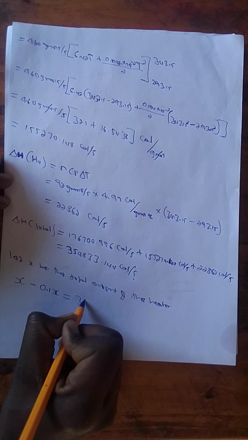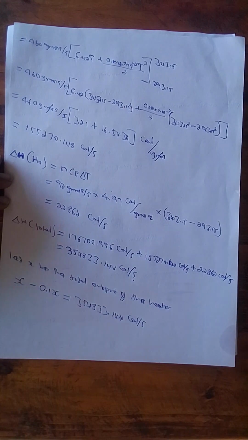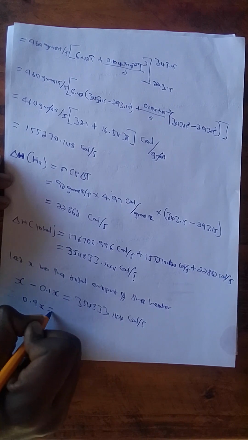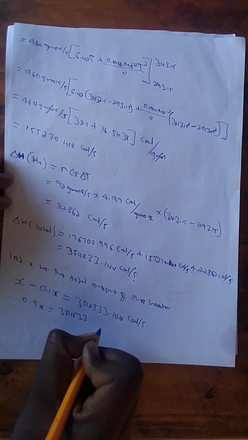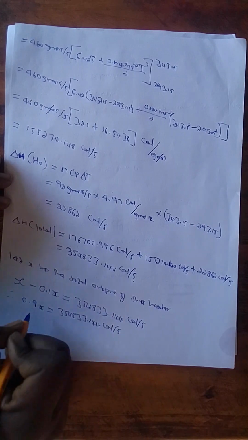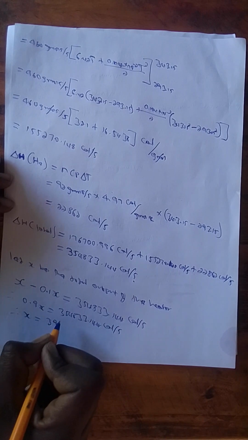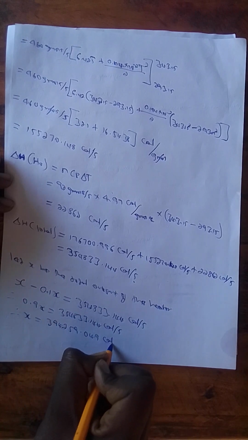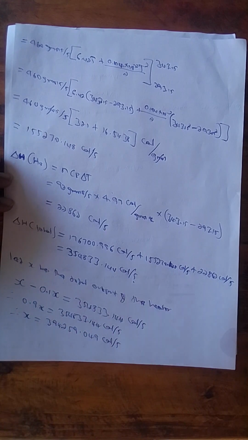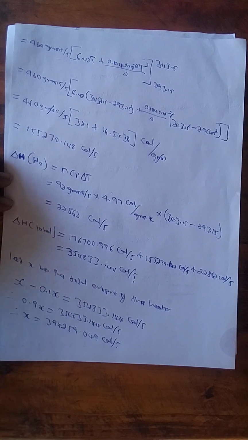So it's equal to 3.144 calories per second. Again, therefore 0.9x is equal to 3.144 calories per second. Therefore, our x is equal to 394259.049 calories per second. This is the total energy that the heater needs to produce, which is going to be able to heat the gases from 20 degrees to 70 degrees and include the 10% loss of the heat that is leaving the heater, right? So that is actually the case.